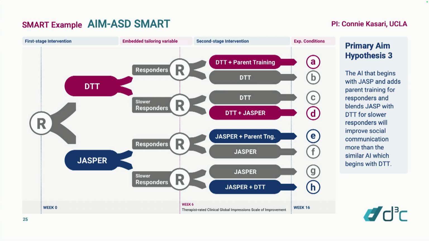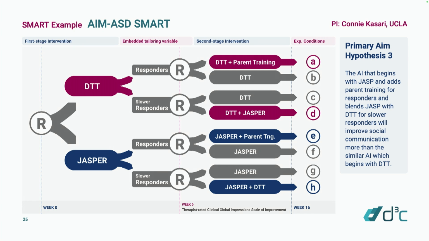Ready? Start with DTT. If you are a slow responder, blend. If you're responding, add parent training. Is that adaptive? It is adaptive, right? Because I brought in JASPER if you were slow responding. I brought in parent training if you were responding. All right, let's go to the other one. The other adaptive intervention: start on JASPER. If you're responding, add parent training. If you're slow responding, add DTT.